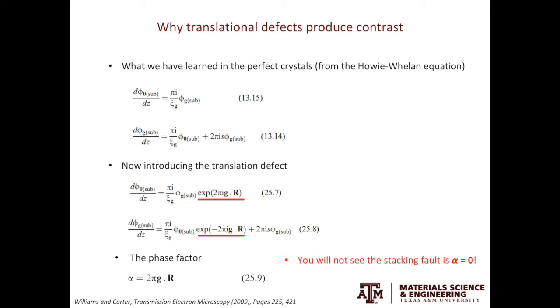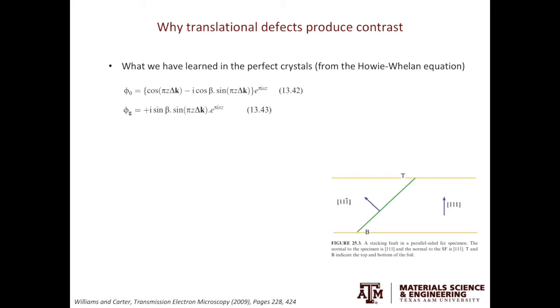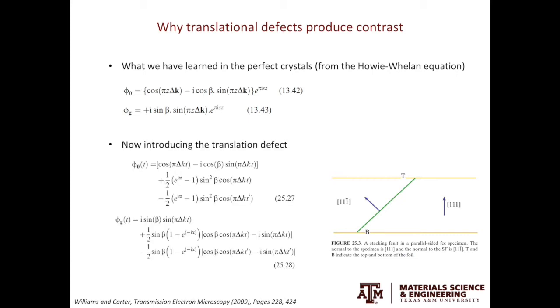Here, we're looking at the differential form. We can also just look at the amplitude of the direct beam and the diffracted beam. The top part shows you the amplitude of those two beams when the crystal is perfect. The bottom part is when you have a translation defect. Again, the paths highlighted by the red lines remain the same. If g dot r is equal to 0 or an integer, the top and the bottom paths will have the same expression. The stacking fault will be invisible.